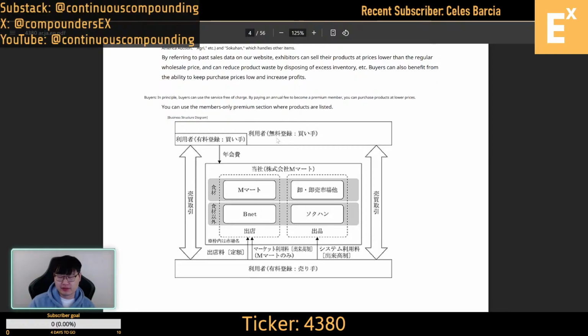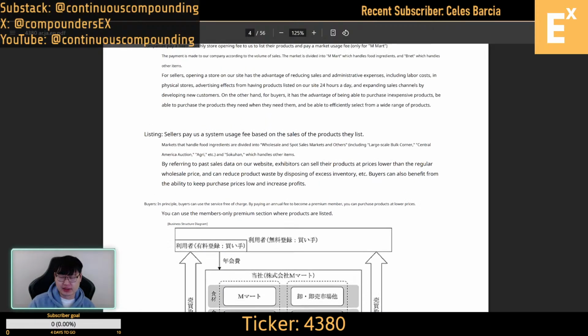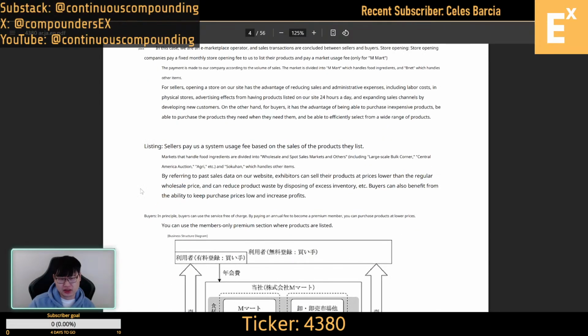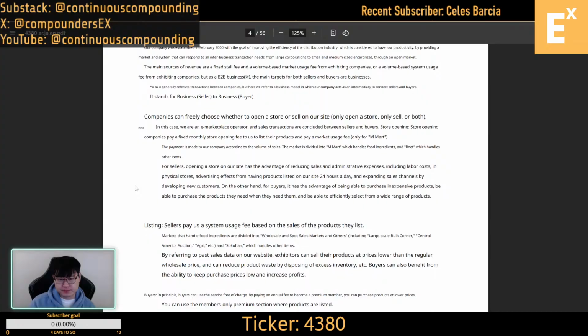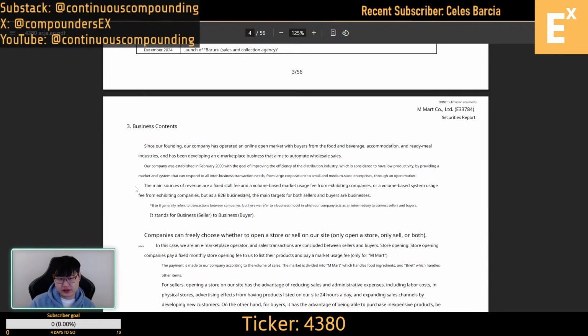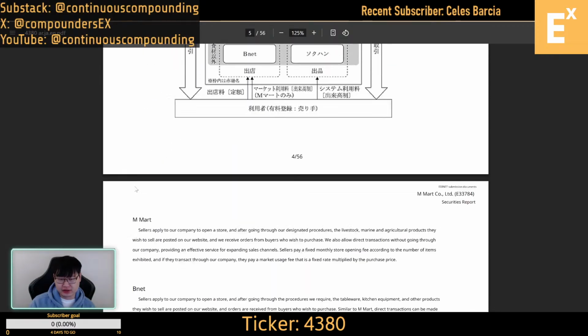Okay, so basically the reason why the margin is so high is because they take no risk out of the transaction, right? You pay the post and you pay a fixed fee to post, right? They're just an intermediary. So yeah, this can scale quite a bit.